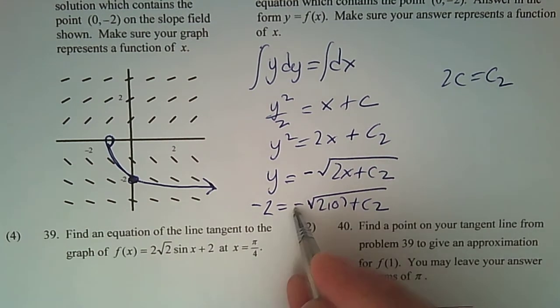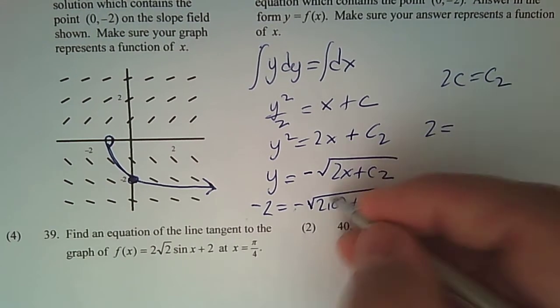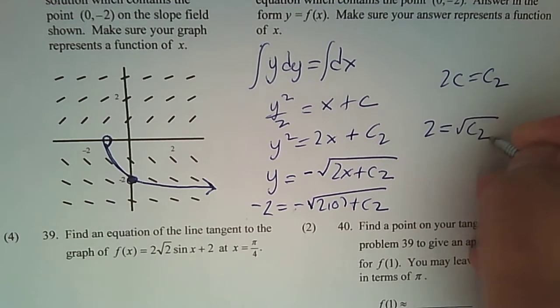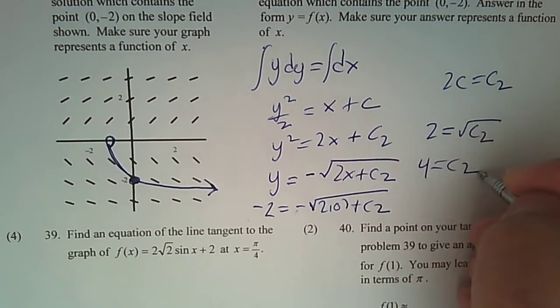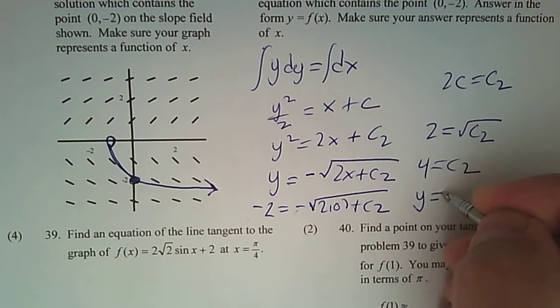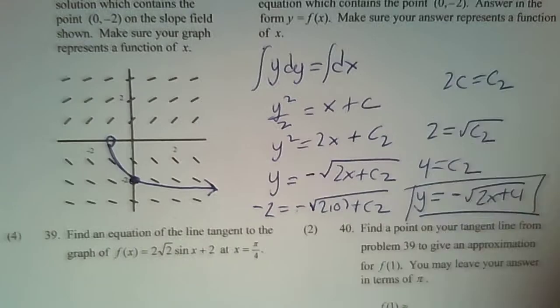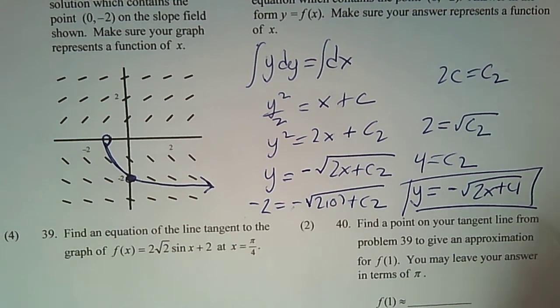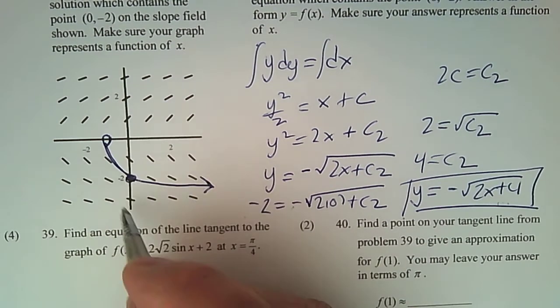So the negative and the negative, they divide out. So I just get 2. 2 times 0 is 0. So you're left with this. And then how do I undo the square root? Square both sides. So C2 is equal to 4. And then the last step is to rewrite the equation: y = -√(2x + 4). And you have the skill to solve a diffy Q algebraically and using the slope field and drawing it on there.